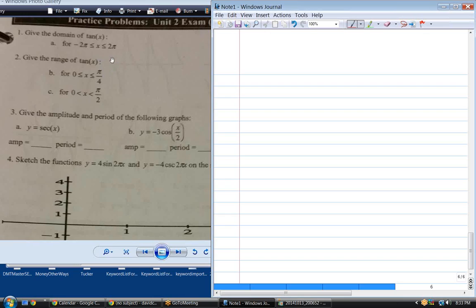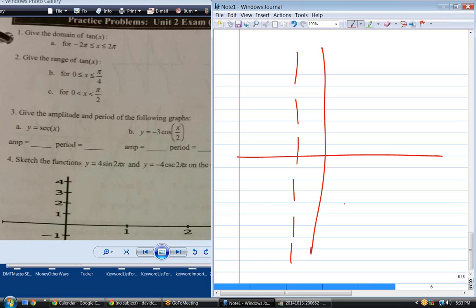Give the range of tangent x from 0 to pi over 4. There's pi over 4. It would still be negative infinity to infinity, right? No. What's the tan of pi over 4? Remember pi over 4 is 45 degrees?